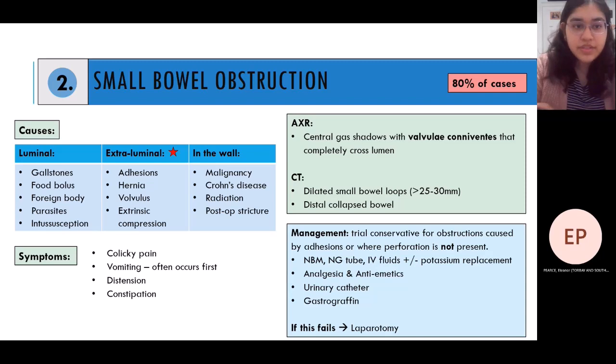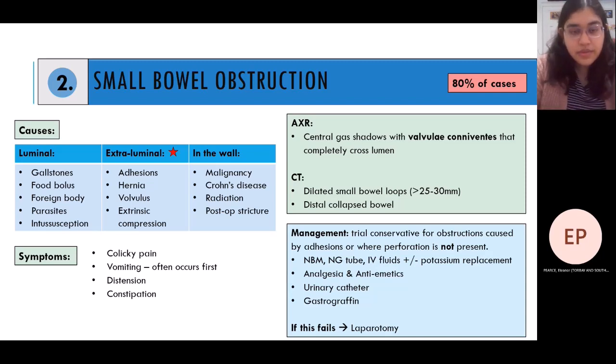So the symptoms are obviously colicky pain, we talked about that on our previous diagram, but also vomiting that often occurs first, and severe abdominal distension. In a complete bowel obstruction, patients will not open their bowels at all, so they'll have complete constipation. And the key finding on an abdo x-ray is the central gas shadows with the valvulae conniventes, which are lines that you'll see on the x-ray in the next slide that run through the entire length of the bowel, that completely cross the lumen. And that's often how you can differentiate in your spotter exams between small bowel and large bowel obstructions.